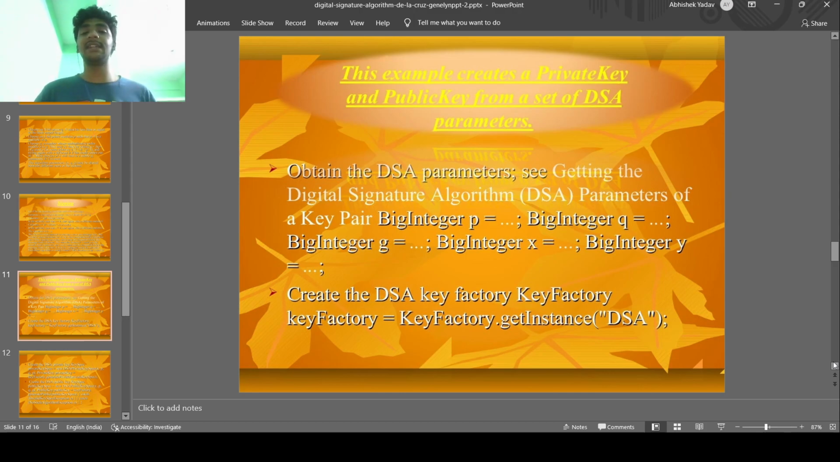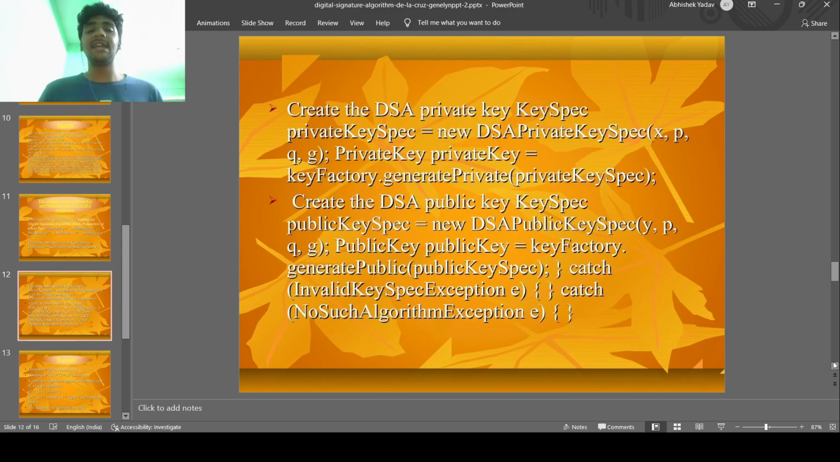So we have all these integers or parameters, we can say. And what we do is first we create a DSA key factory, and in the key factory we get the instances of the DSA parameters that we created. Then we create the DSA private key spec. So for the private key spec, we give it the parameters x, p, q, and g, and using the private key spec we then generate the private key from the key factory.